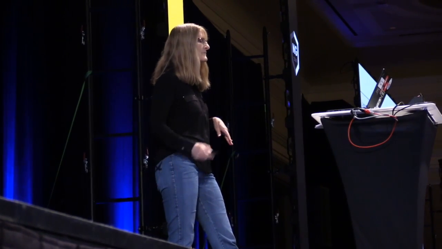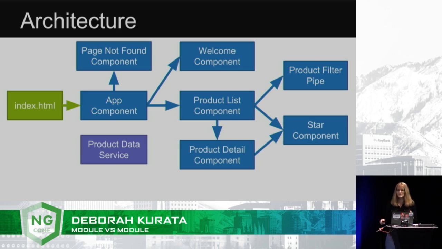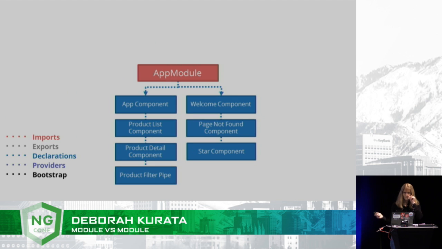If you pick the product link there, you get to the product detail, which also is reusing that star component. So our architecture for that simple little application looks something like this, where we've got components for each of the main pages, for our star component, our product filter pipe, and our service. So how do we get all of these pieces? How do we put them all together with regard to an Angular module?